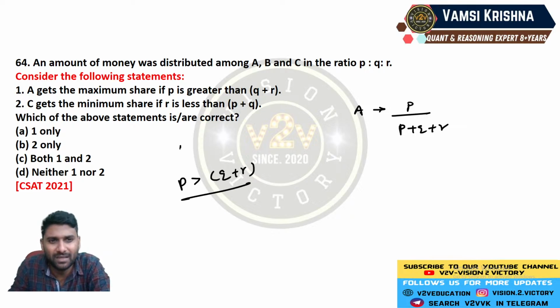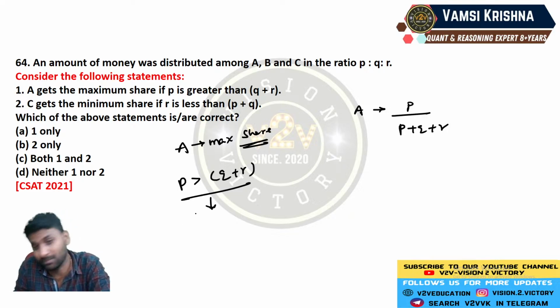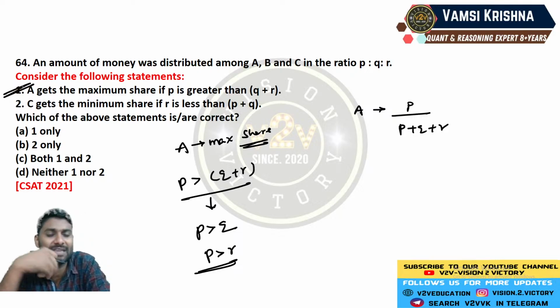Remember that A gets maximum share. If A gets maximum share, means if P is greater than the sum of both the numbers, P is always greater than Q and P is always greater than R. Statement 1 is always valid. A gets the maximum when P is greater than Q plus R.